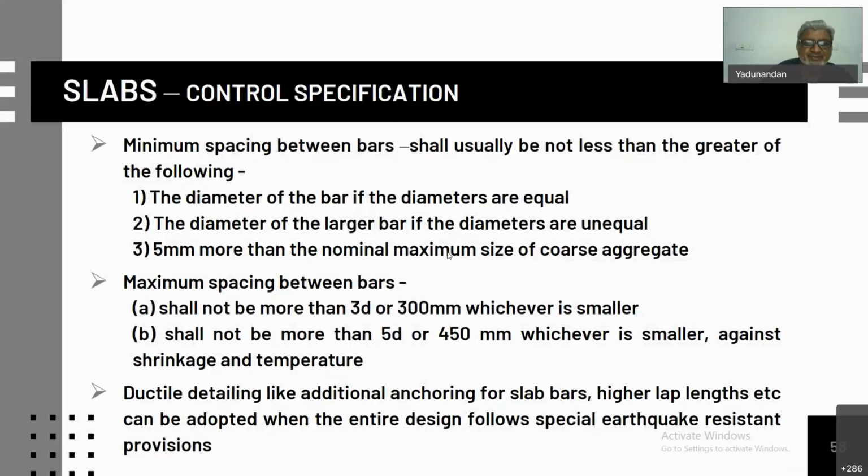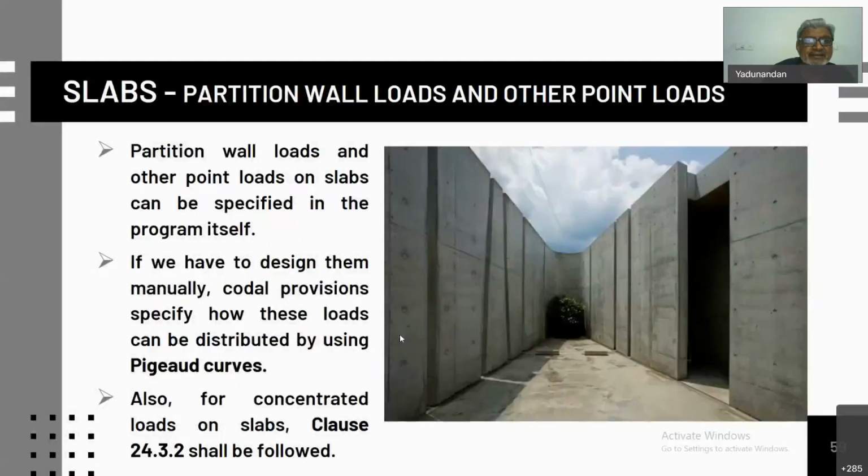The maximum spacing also, as I told you about the intensity of the reinforced concrete action: the main steel cannot be further than 300 mm or 3D. Distribution steel cannot be further than 450 mm or 3D. We use those requirements. And ductile detailing like additional anchoring for slab bars, higher lap lengths, etc. can be adopted when the entire design follows special earthquake resistant provisions.